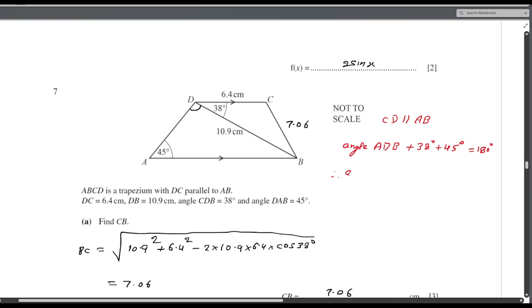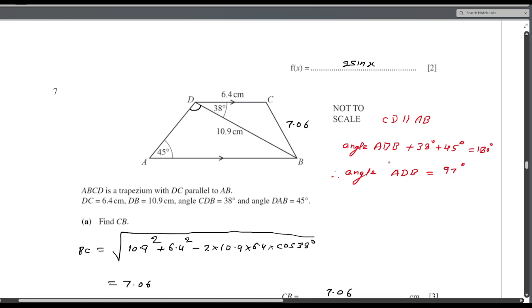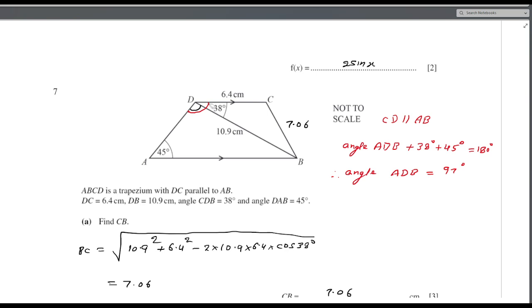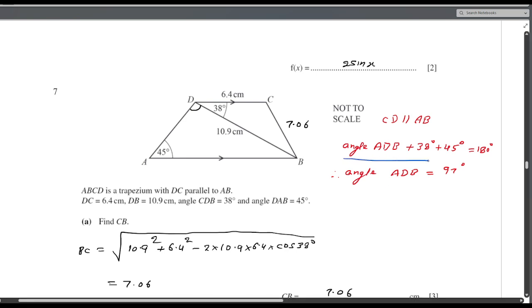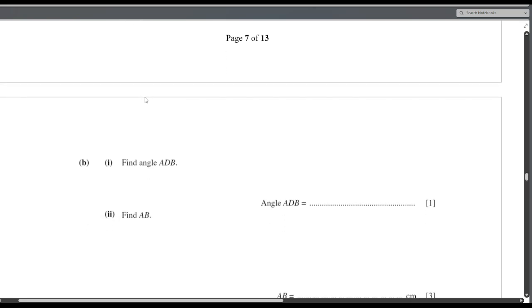So therefore, angle ADB is 180 minus 45 minus 38, which is 97 degrees. The whole interior angle plus this angle is 180, but the angle at D is divided into two parts by DB, so it is considered as one angle. Now here angle ADB is 97 degrees.